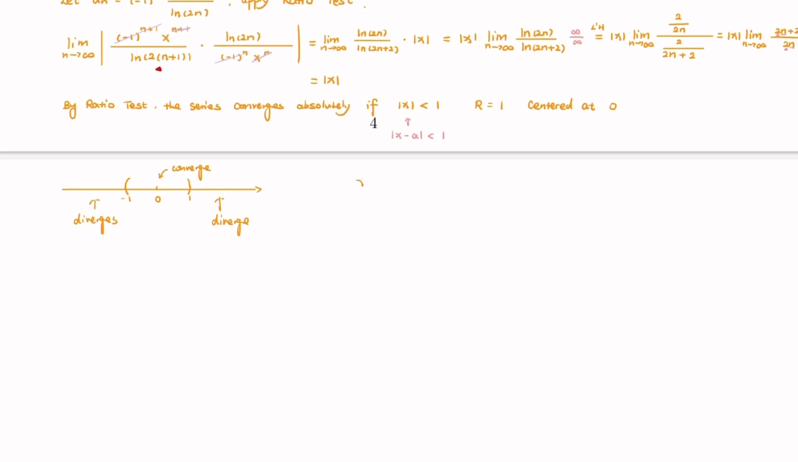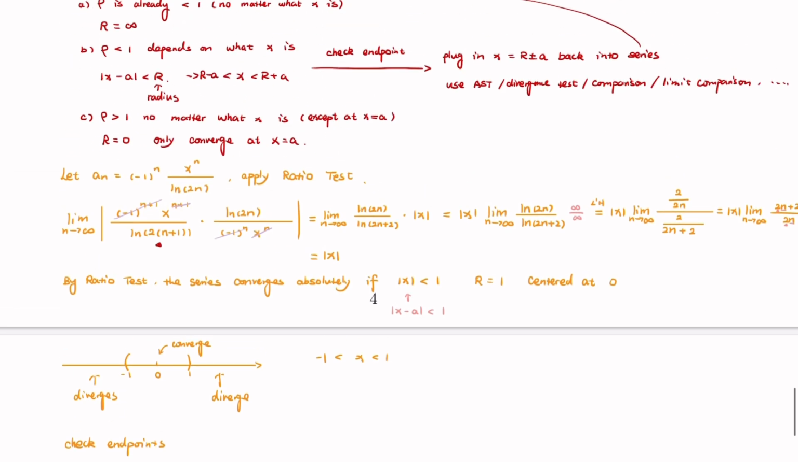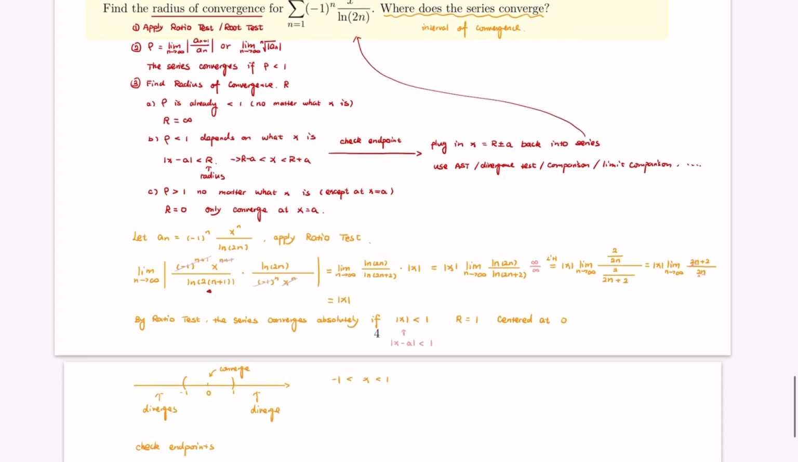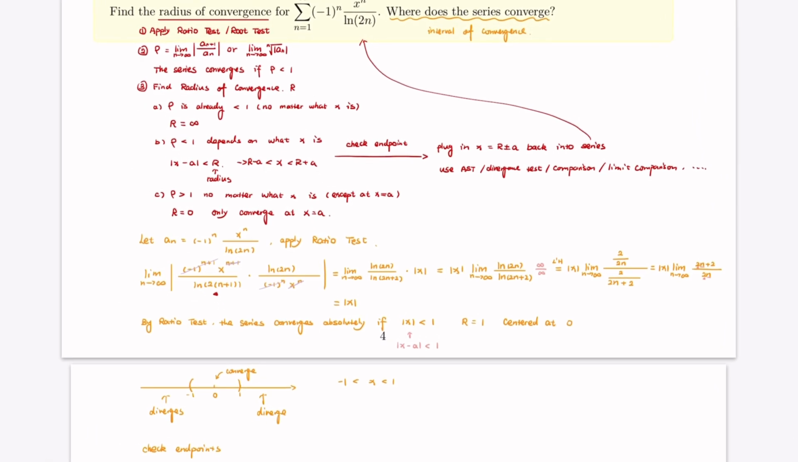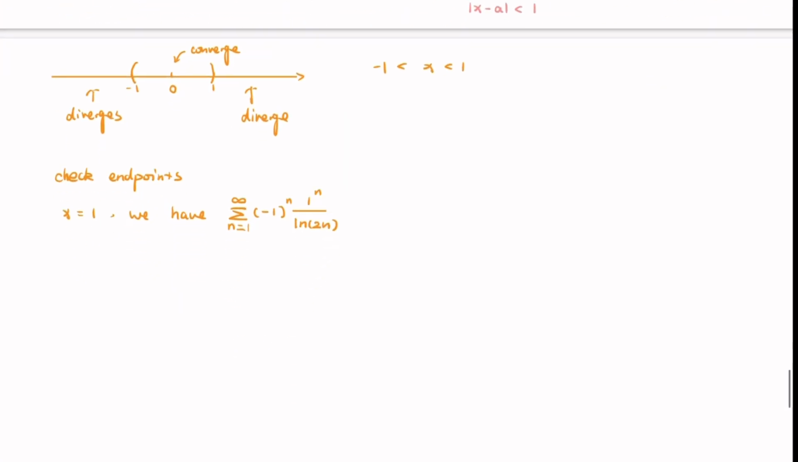So continue here, we know that x is in between 1 and negative 1, and we need to check endpoints. So let's check endpoints. My endpoints, one of them is x equals 1. So let's plug it back into this series. So that's going to be, at the top you have 1 to the power of n, which is just 1, over ln n. Okay, so I just plugged in x equals 1 into the original series.